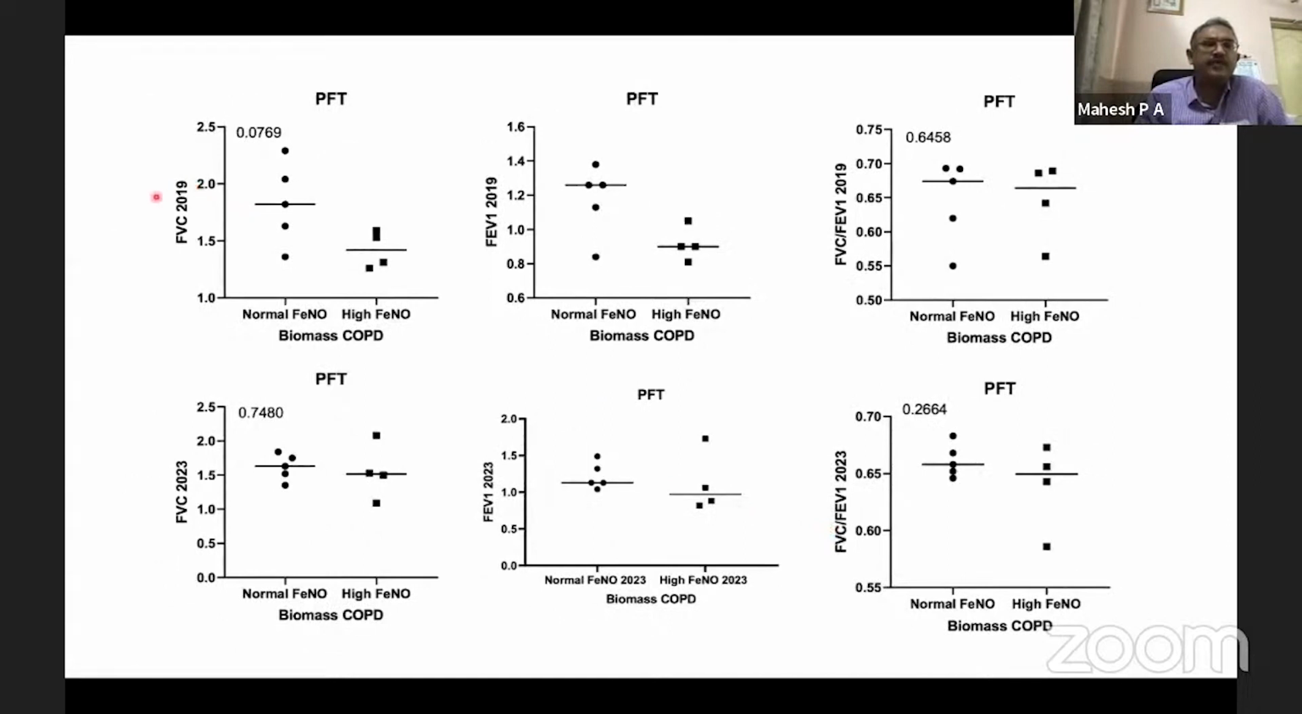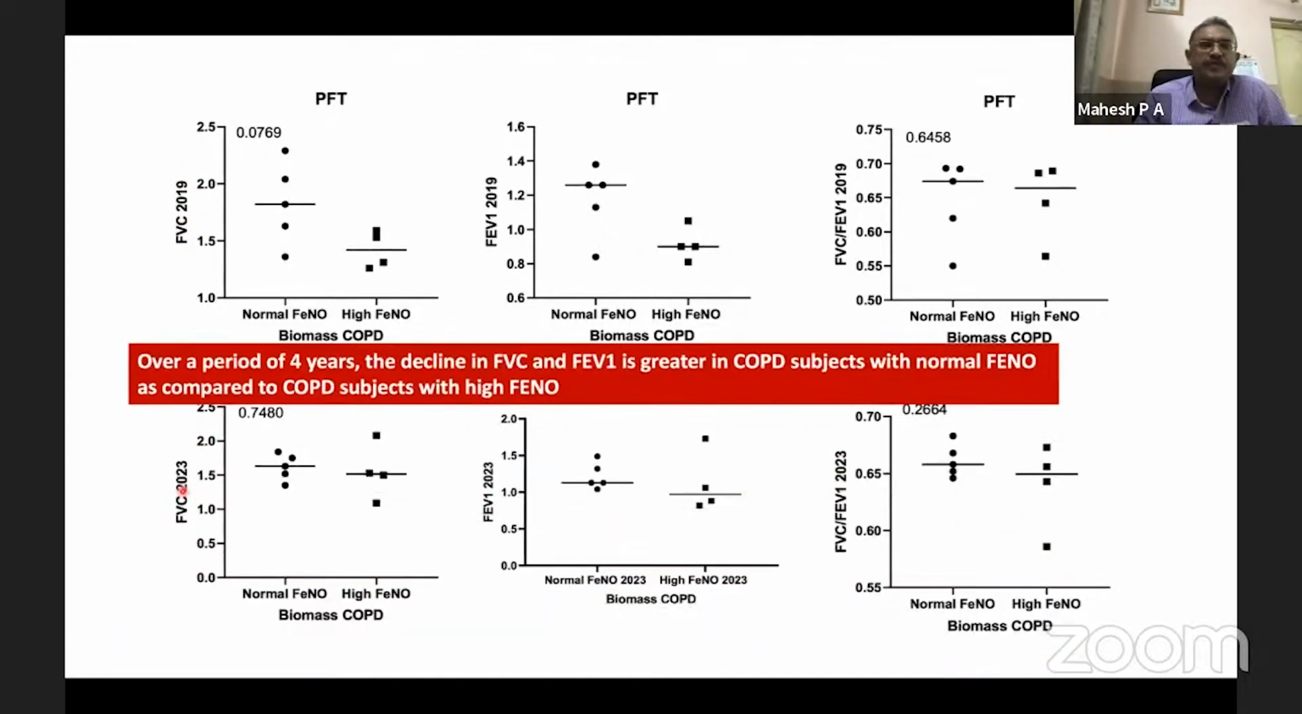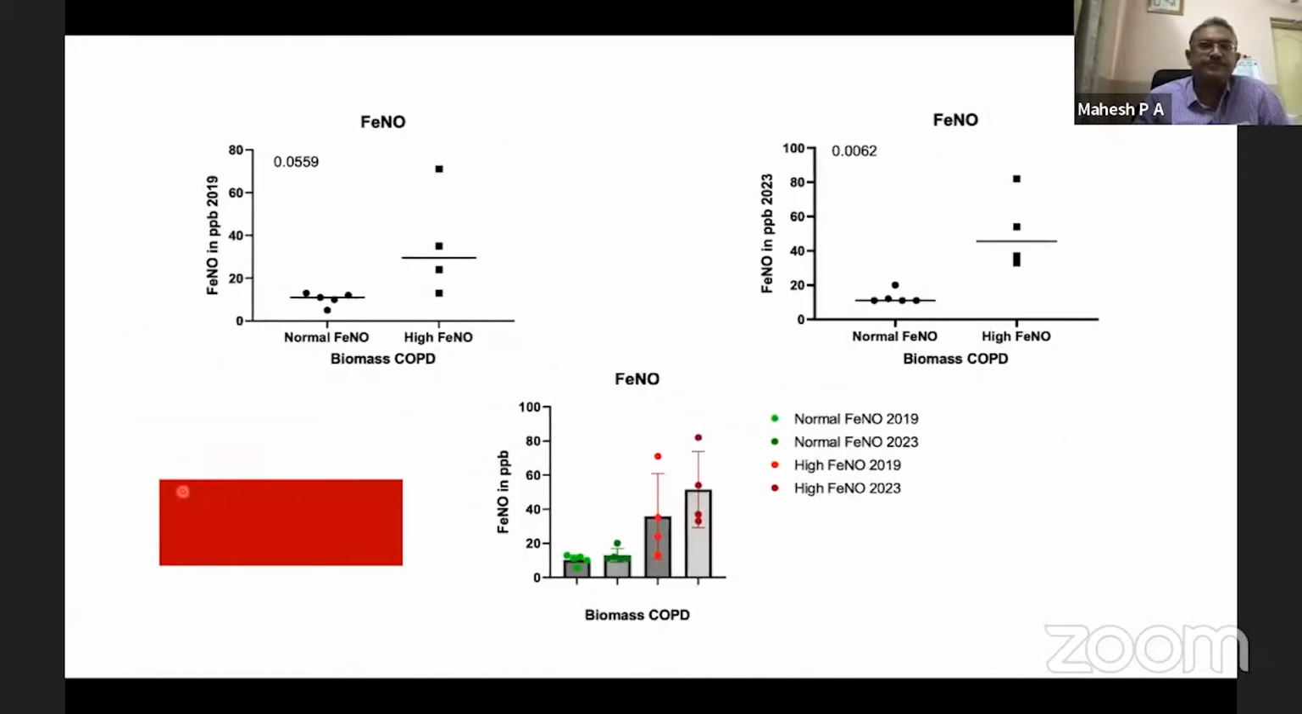We have done lung function on two occasions. 2009 was the first, wherein we screened all the 1,400. Now when they come for CT scan in a subgroup of 250, we have again repeated it. Definitely, over a period of 4 years, the decline in lung function is greater in COPD subjects with normal FeNO as compared to COPD subjects with high FeNO.